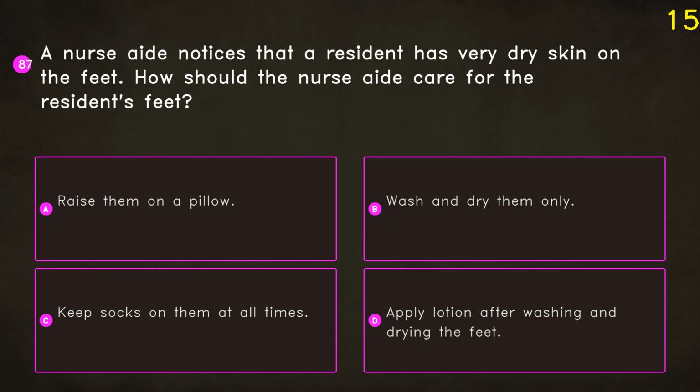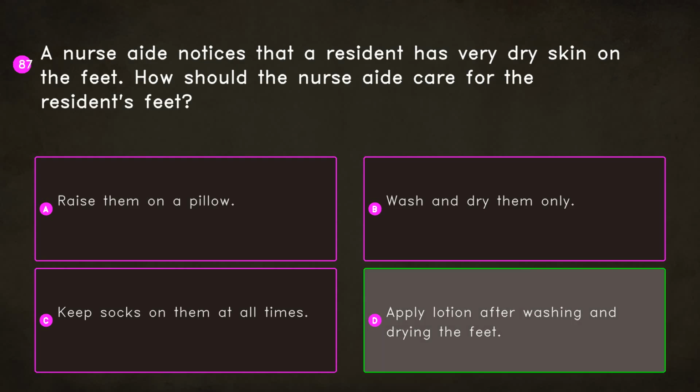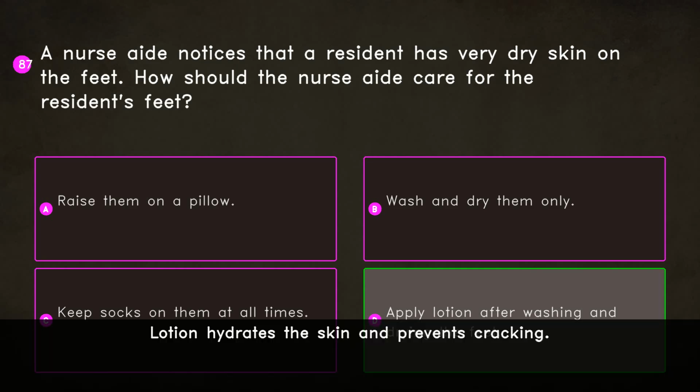Question 87. A nurse aide notices that a resident has very dry skin on the feet. How should the nurse aide care for the resident's feet? A. Elevate them on a pillow. B. Wash and dry them only. C. Keep socks on them at all times. D. Apply lotion after washing and drying the feet. The correct answer is apply lotion after washing and drying the feet. Lotion hydrates the skin and prevents cracking.